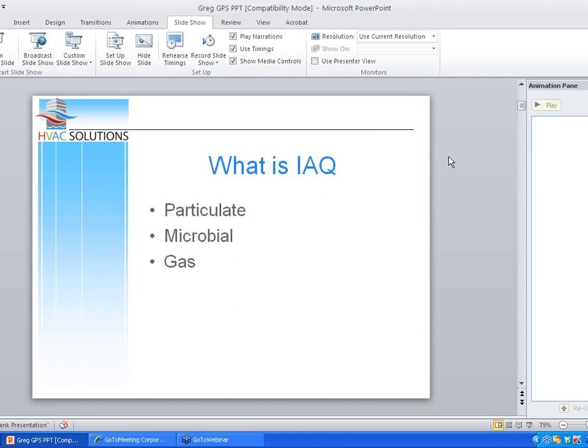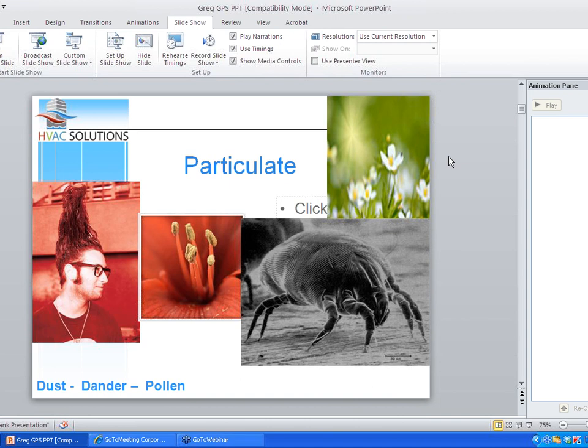Particulate, microbials, and gases. And this is important because if you can figure out what type of problem you're dealing with, you're that much closer to diagnosing the problem and giving the customer a solution that's going to work for them. So this is a very important slide. Particulate, microbials, and gases, PMG. If you can figure out what you're dealing with, you can usually give them a solution.